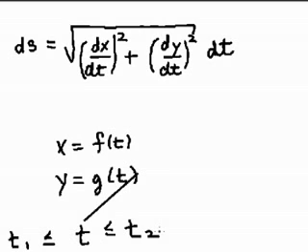So now we can rewrite the formula for ds in terms of the parametric equations. x equals f of t and y equals g of t. And we're able to find the length of a curve which is expressed in parametric form for t between t1 and t2.